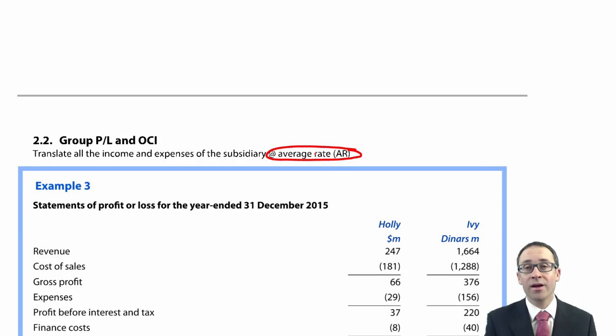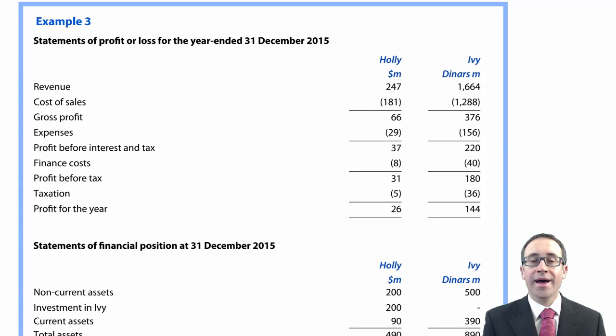Okay, so what you have there is everything to do with the overseas subsidiary in profit or loss and OCI, gains, losses, income, expenses, everything there at the average rate. Okay, excellent. Let's go through then and have a look at an example about how we consolidate an overseas subsidiary.